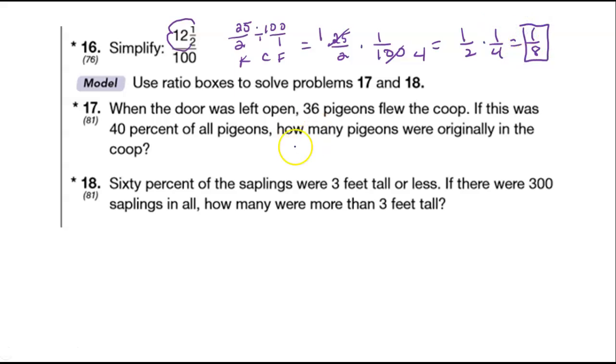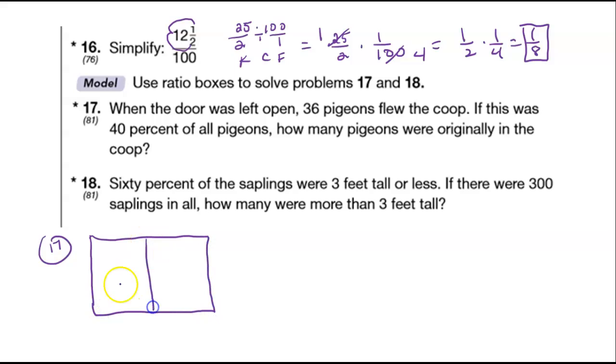All right, ratio boxes. Let's see. So let's do 17, and then I might have to erase it and do the next one. So this is a percent ratio box. So let's see, percent, actual. And I know with percent, the total is going to be 100. So let's see what we have.